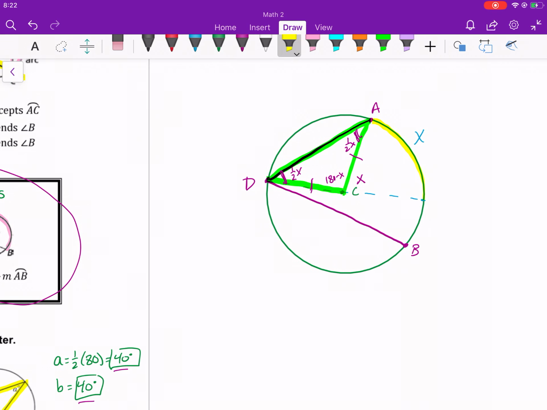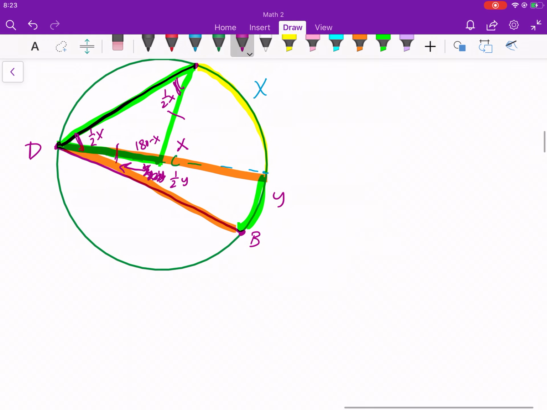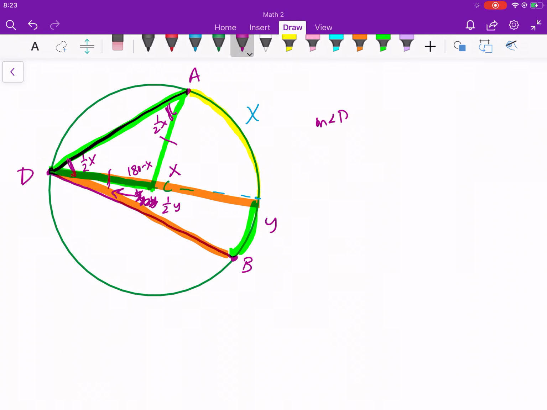Well, you can do the same thing now that I've shown that right there. You could do the same thing with this inscribed angle right here. Let's say this is y over here. That means this will be 1/2 of y. It's kind of hard to write. So 1/2 of y inside there. And we're talking about this angle in there, just a little tiny angle though. That means the measure of angle D is going to be 1/2 x plus 1/2 y, or 1/2 times x plus y, okay?